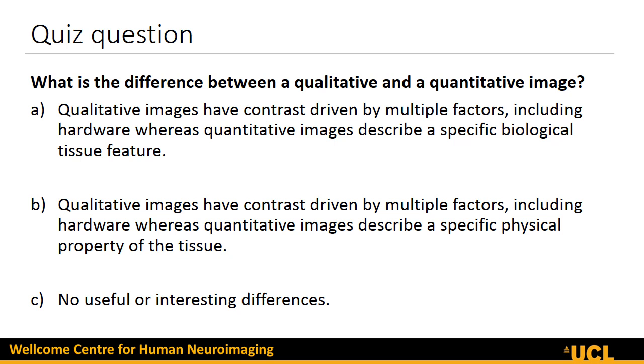So now let's pause for a quiz question. What is the difference between a qualitative and a quantitative image? Is it A, that qualitative images have contrast driven by multiple factors, including hardware, whereas quantitative images describe a specific biological tissue feature? Or is it B, that qualitative images have contrast driven by multiple factors, including hardware, whereas quantitative images describe a specific physical property of the tissue? Or is it C, that there's no useful or interesting difference?